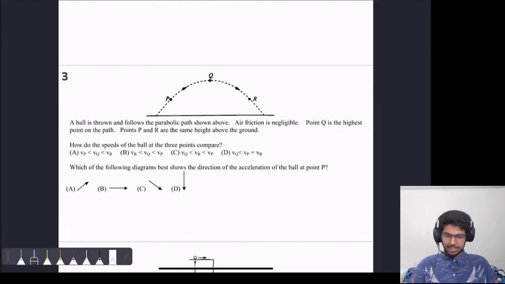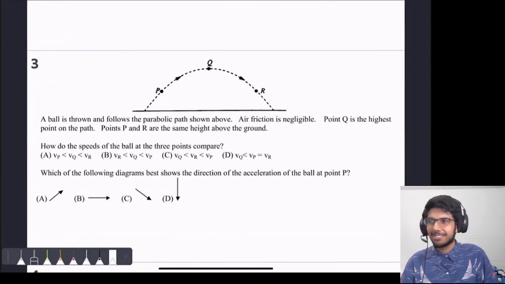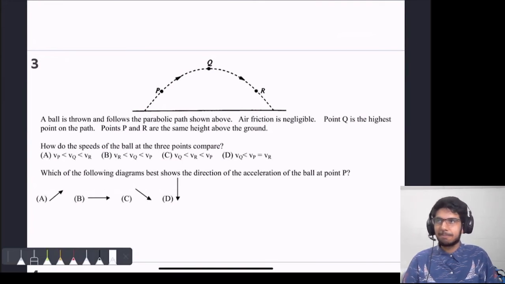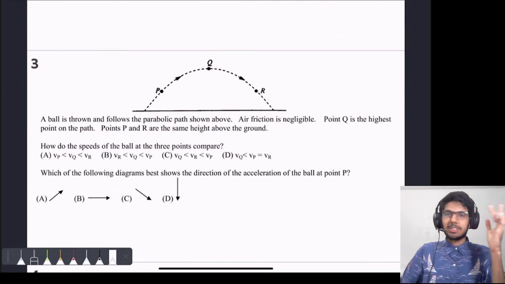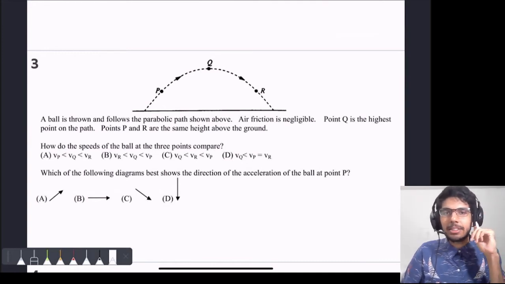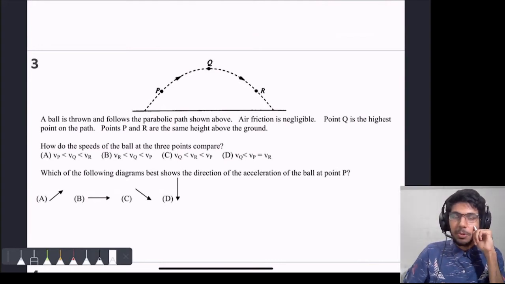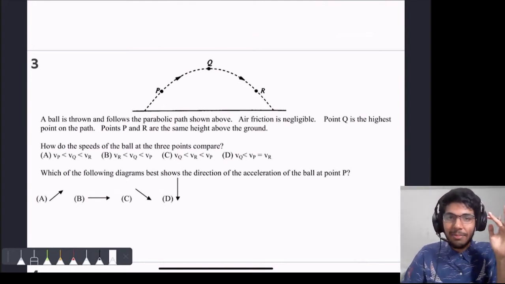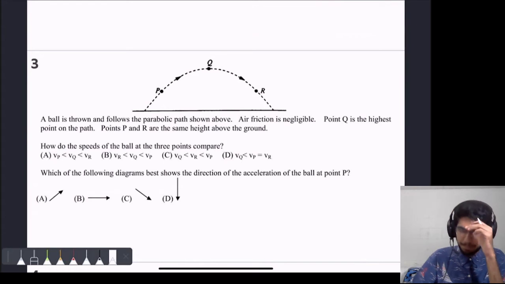So let's move on to question 3. And now we have some multiple choice, so this one won't be as involved as the previous questions. So, what do we have? We have a ball is thrown and it follows a parabolic path shown above. Air friction is negligible. Point Q is the highest point on the path. Points P and R are the same height above the ground. How do the speeds of the balls at the 3 points compare?